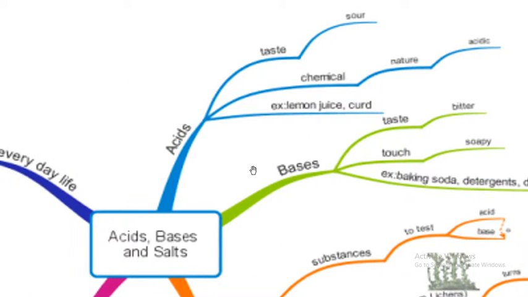We have seen about acids and bases in this chapter. Acids have a sour taste and are acidic in nature. The examples we have seen are natural substances like lemon juice and curd, and inorganic acids like hydrochloric acid and sulfuric acid.